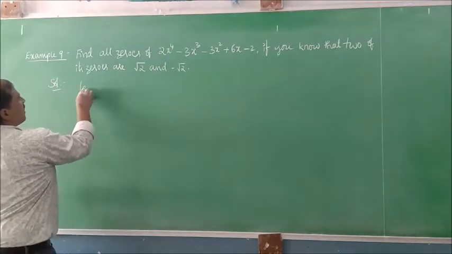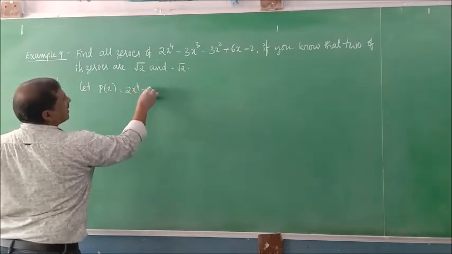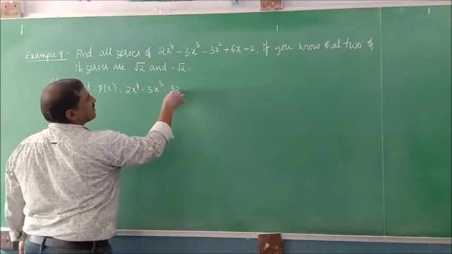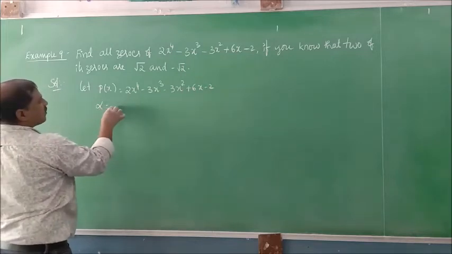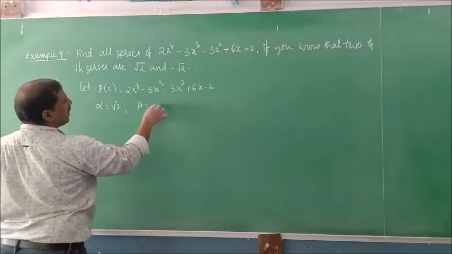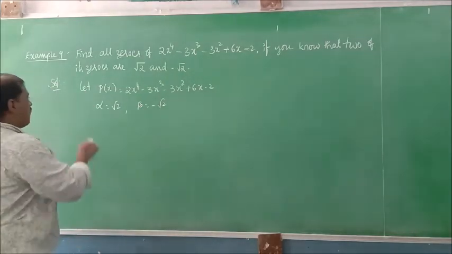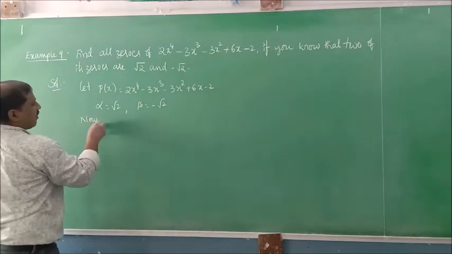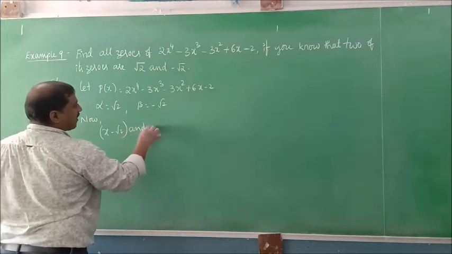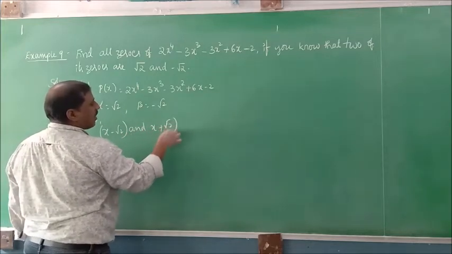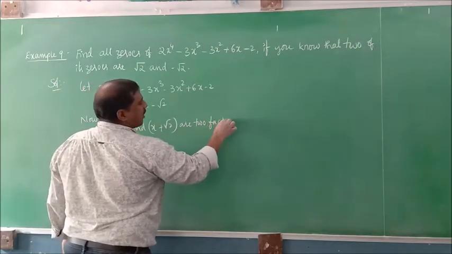Let p of x be equal to 2x power 4 minus 3x cube minus 3x square plus 6x minus 2, and alpha equals root 2, beta equals minus root 2 are the two zeros. Alpha and beta are the two zeros. Now what can we write from them? That is x minus root 2 and x plus root 2 are two factors of p of x.